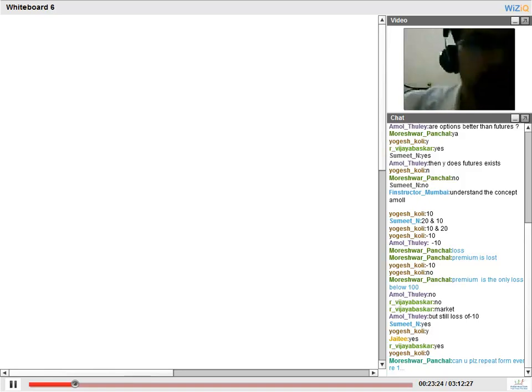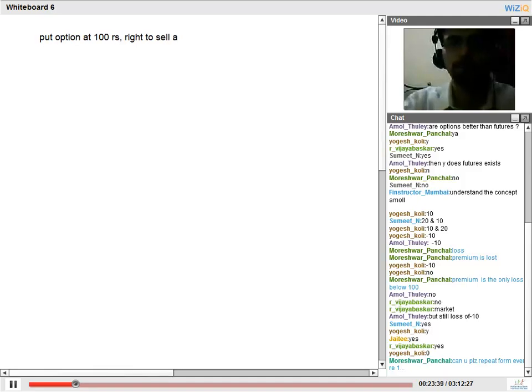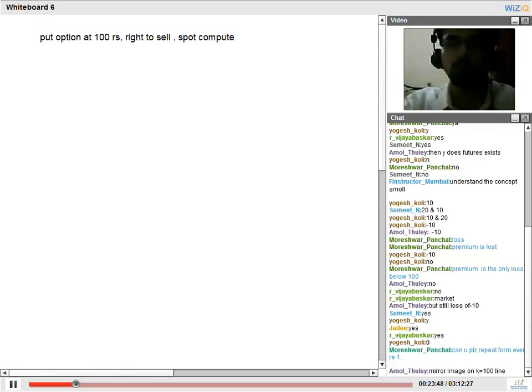So a put option is an option that gives the holder the right to sell the asset at a pre-decided price. So put option at 100 rupees, which is the right to sell at varying levels of the spot price. Please try to compute the payoff. Please try to draw the payoff. Take your time, guys. Take 1 second to think about how it's going to look.